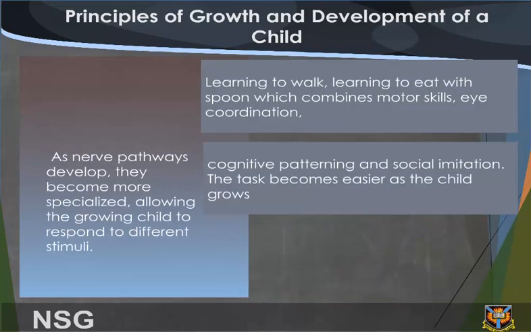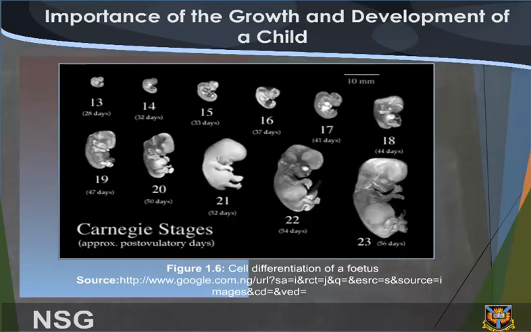As nerve pathways develop, they become more specialized, allowing the growing child to respond to different stimuli. Learning to walk, learning to eat with a spoon, combines motor skills, eye coordination, cognitive patterning, and social imitation. The task becomes easier as the child grows.